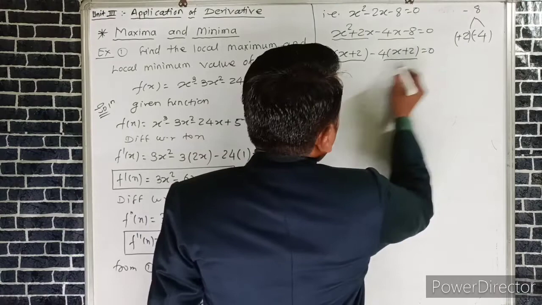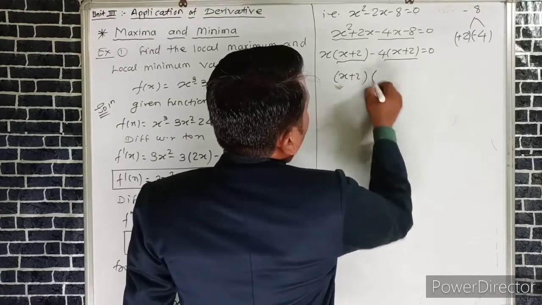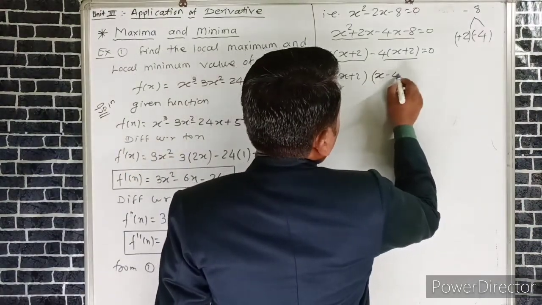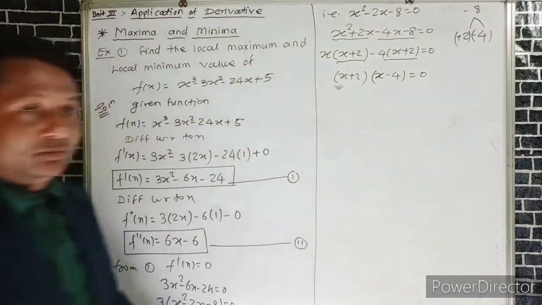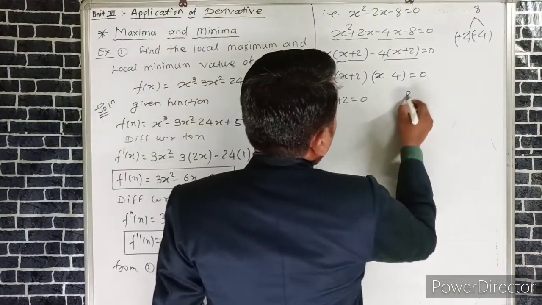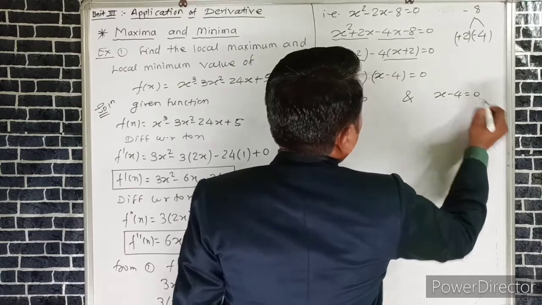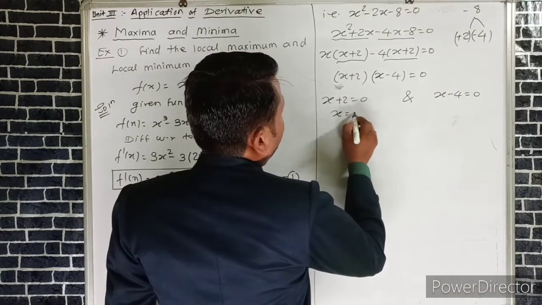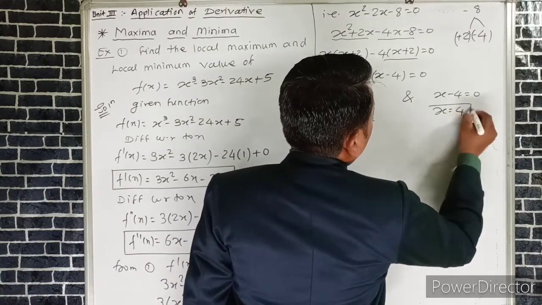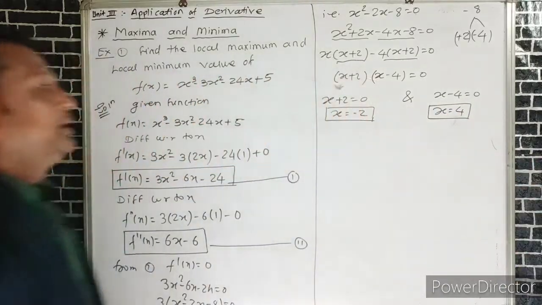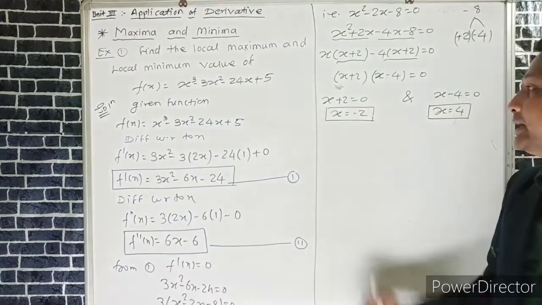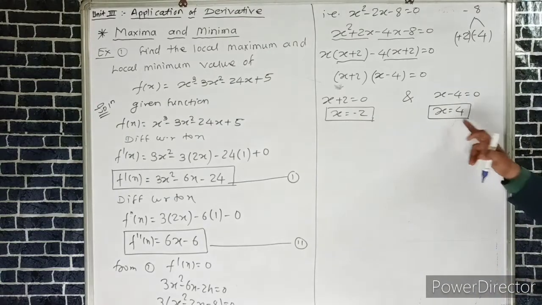So here x plus 2 we take common from both terms, we can write in the second bracket x minus 4 is equal to 0. So first bracket x plus 2 is equal to 0, and second bracket x minus 4 is equal to again 0. The value of x is equal to minus 2, and the value of x is plus 4. So we get the roots of the equation, two values: x is equal to minus 2 and x is equal to 4.